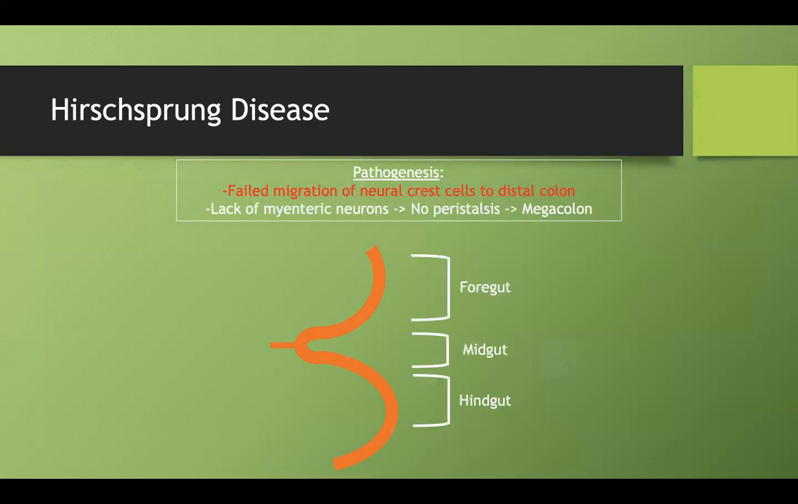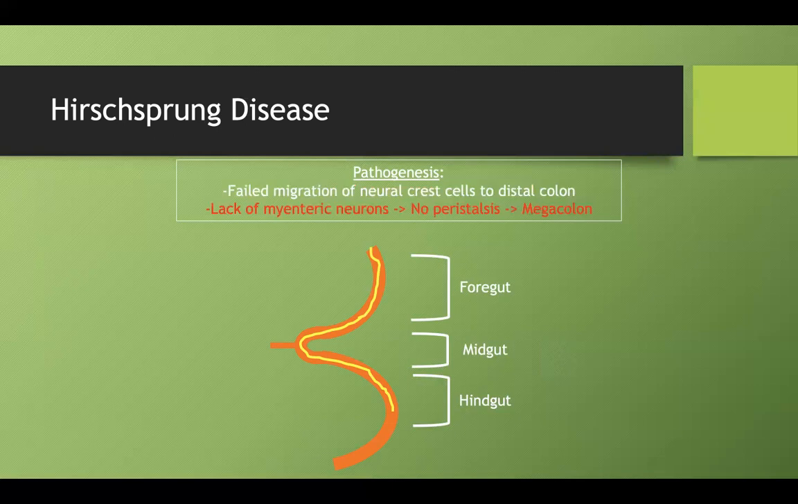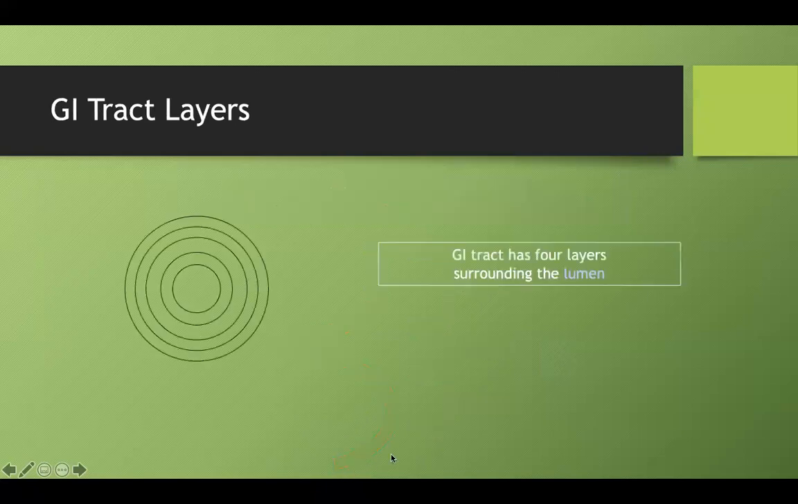So let's talk about what happens here. This is our embryologic GI tract, where we have our foregut, midgut, and hindgut. Normally, the neural crest cells migrate. They start in the foregut and start migrating down the GI tract, and everything's fine. In Hirschsprung disease, however, they fail to migrate 100%. Because of that, we have a specific region, like right here, that's not going to have those myenteric neurons.